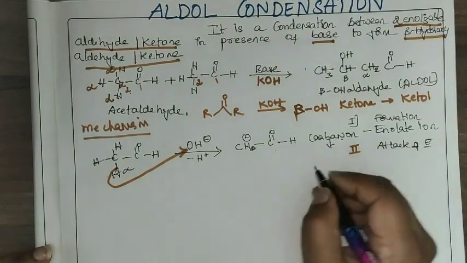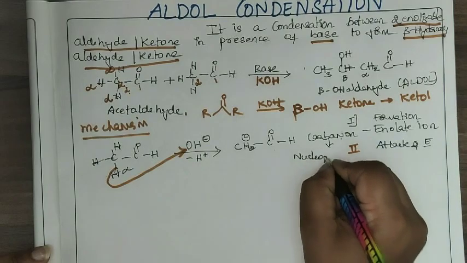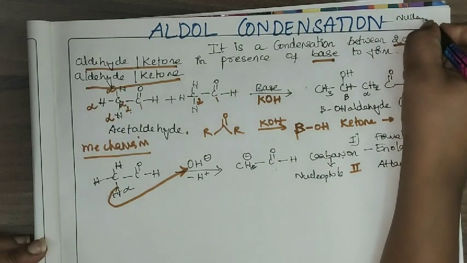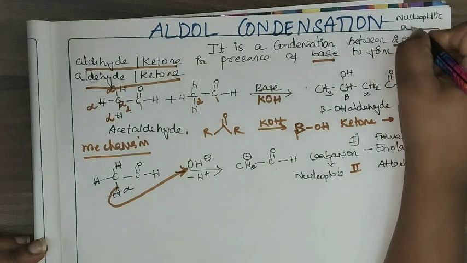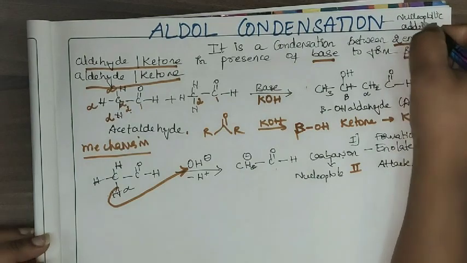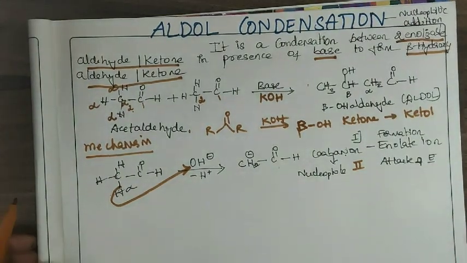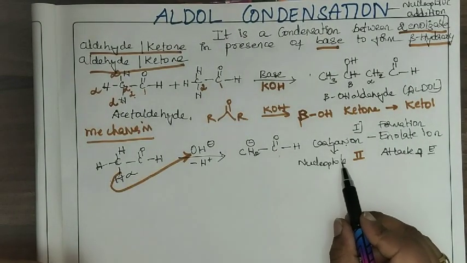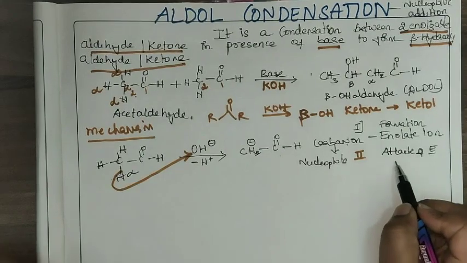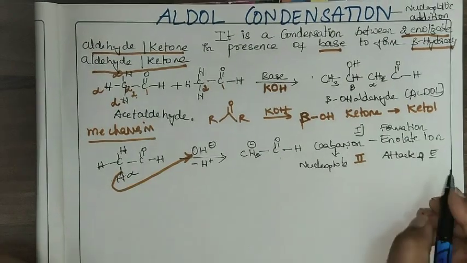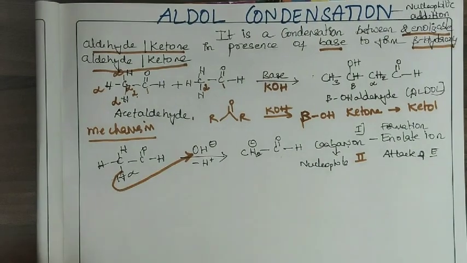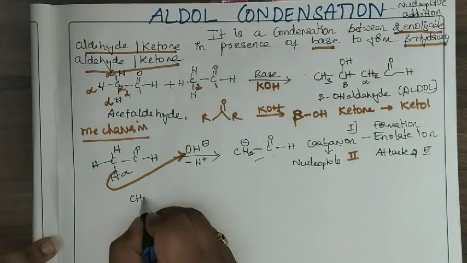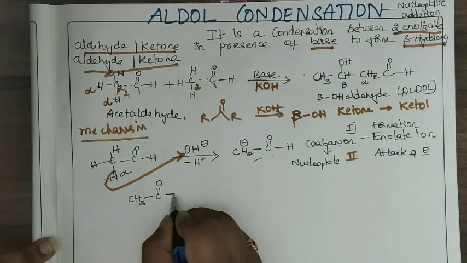Enolate ion is a carbanion which acts as a nucleophile, and aldol condensation is a nucleophilic addition reaction. In the first step the nucleophile is formed, that is enolate ion, and in the second step the enolate ion formed attacks the carbonyl carbon atom. So this is the enolate ion, and this will attack the carbonyl carbon atom of a second aldehyde.